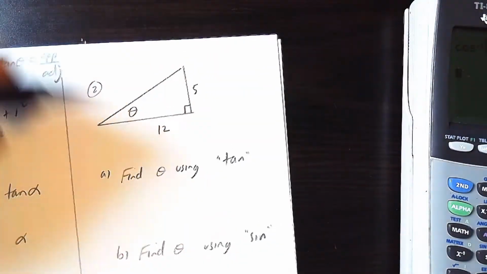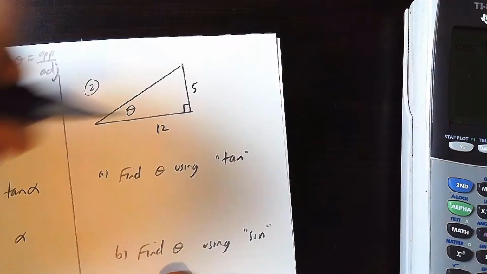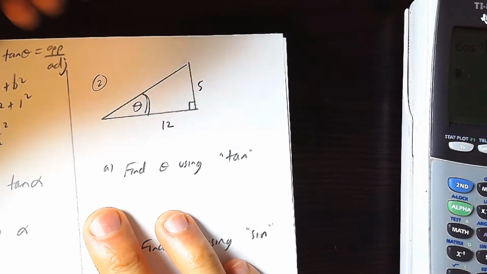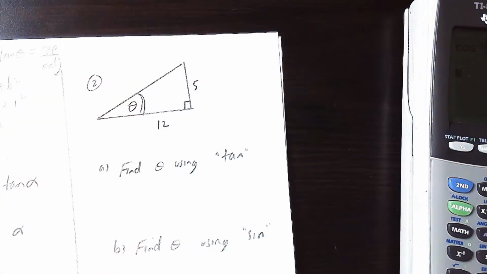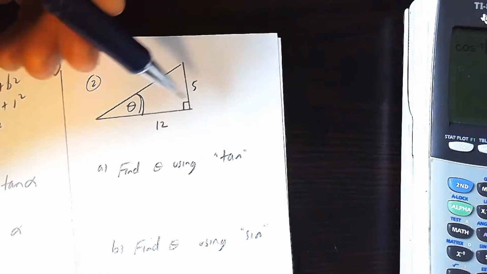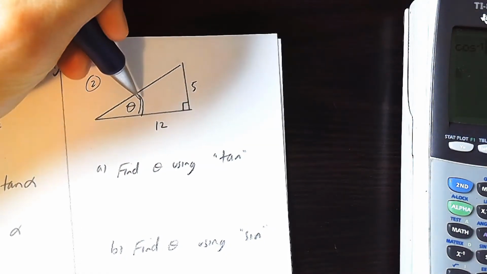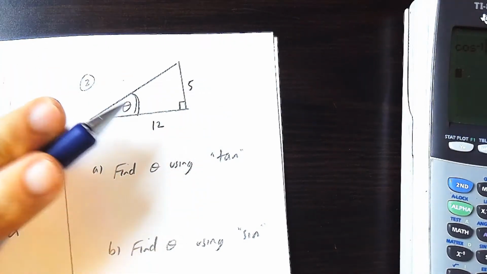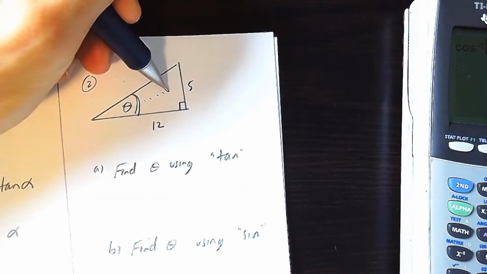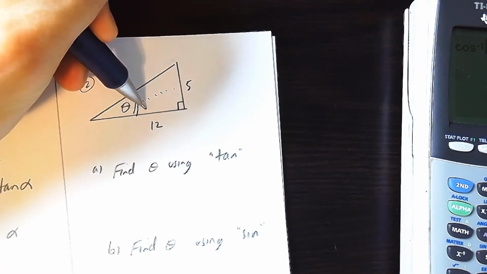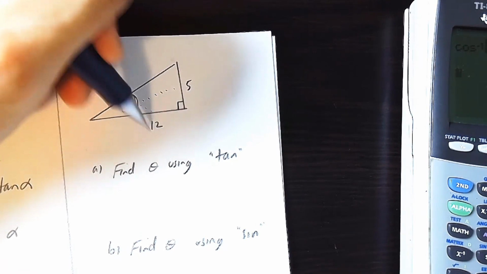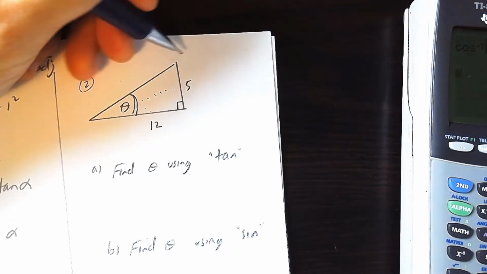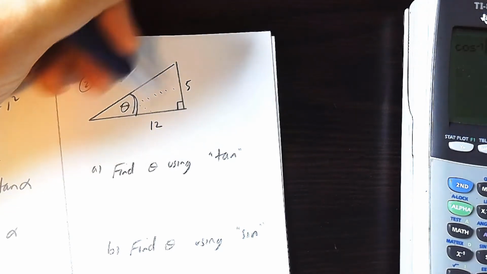Next question. Let's find theta using tan. So we're trying to find this nice mystery angle. And we have to think, what kind of information do we have from theta? From our reference point, our finger pointing in towards the inside of the triangle, we have the opposite, which is 5, and we have the adjacent, which is 12. Do not call this the hypotenuse. The hypotenuse is the longest side, which is opposite of the right angle. So we have opposite and adjacent as our given interesting information.